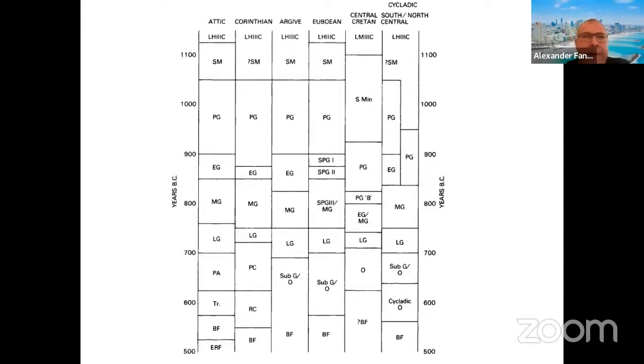Let's say between Late Helladic IIIC, the final stages of Late Helladic IIIC, of course, and the Late Geometric II, more or less. And we already heard from Stefanos about this earlier before the break. So this is the famous scheme suggested by Coldstream.